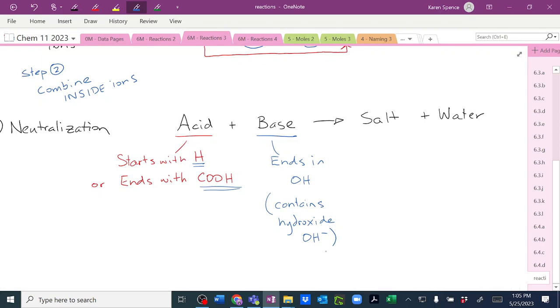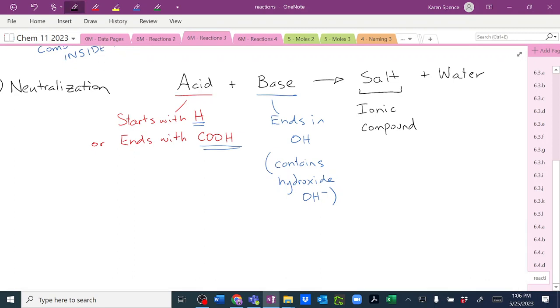Now, what the heck is a salt? A salt is just an ionic compound. So yeah, NaCl is a salt, but PbNO3 is also a salt. It's an ionic compound. Na2SO4, ionic compound, salt. MgCO3, ionic compound, salt. Okay, so a salt is an ionic compound. And water, of course, we know is H2O.